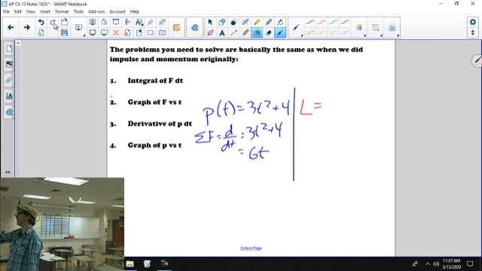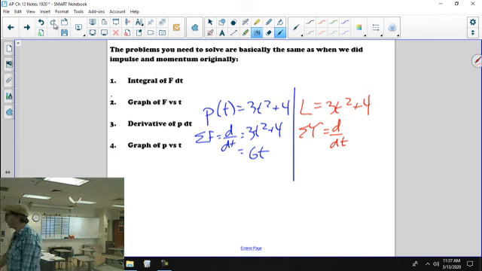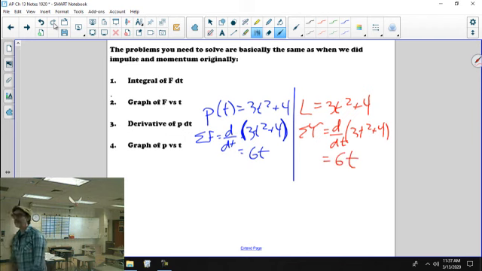The angular momentum of a thing is 3t squared plus 4. That means that the net torque is the derivative with respect to time of (3t squared plus 4), which again gives you 6t, right? Okay. And then graphically, it would just be the slope, right?